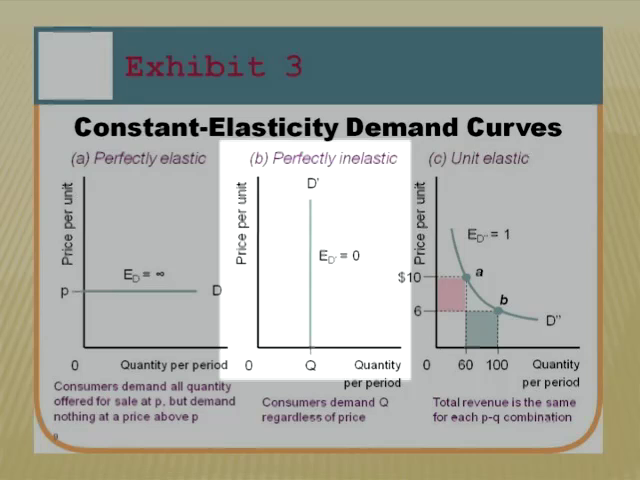The second panel, the perfectly inelastic, does occur. The best example I can think of is in the case of insulin. In the case of insulin, it really doesn't matter what the price is. You only want that amount. You don't need any more. You don't need any less. It doesn't matter what the price is, because essentially you've got to have it.